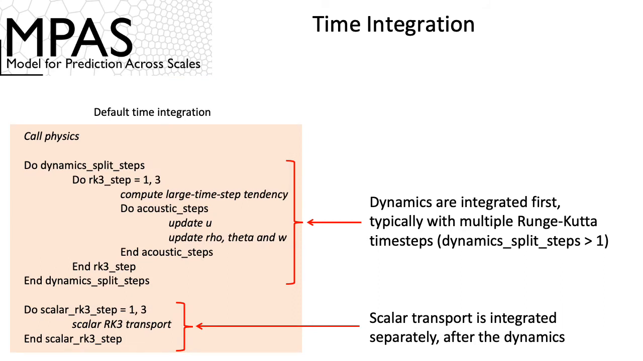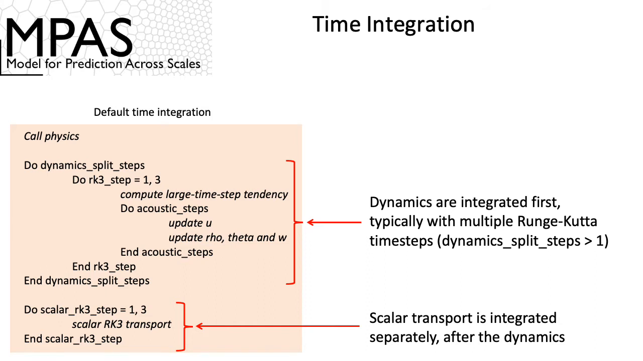Here depicted on this slide is pseudocode, which indicates how the different time steps in the model are used to integrate the prognostic variables forward in time. The first set of loops over these dynamics split steps integrates what we consider the dry dynamics forward in time. The dry dynamics include the transport of momentum, potential temperature, and dry air density. Embedded in that, of course, are acoustic modes, gravity waves, and Rossby waves.